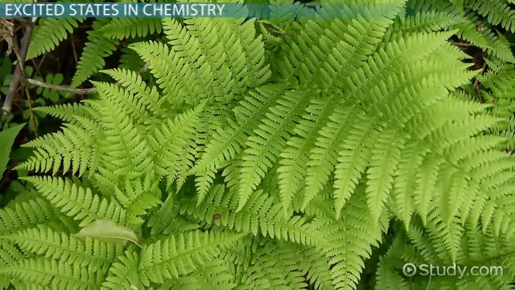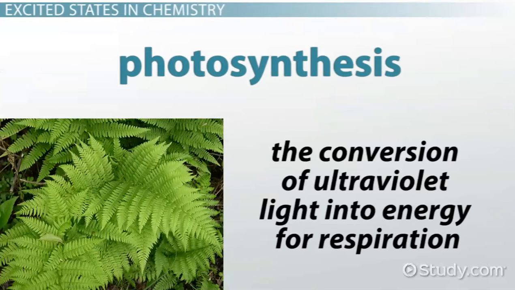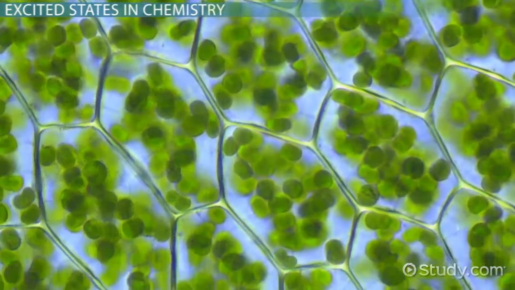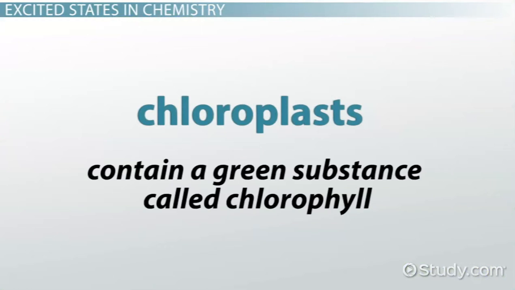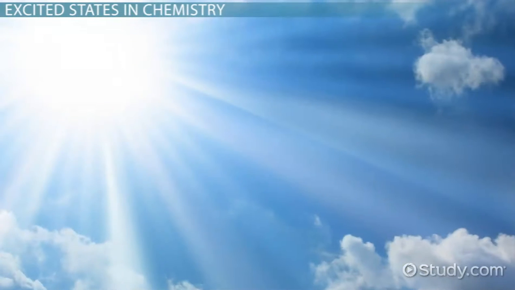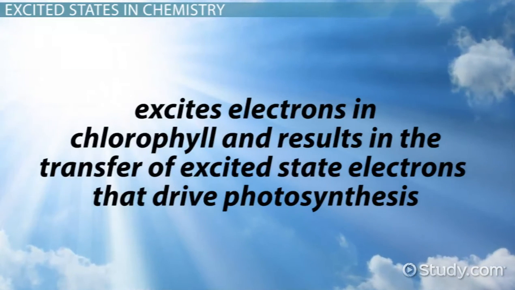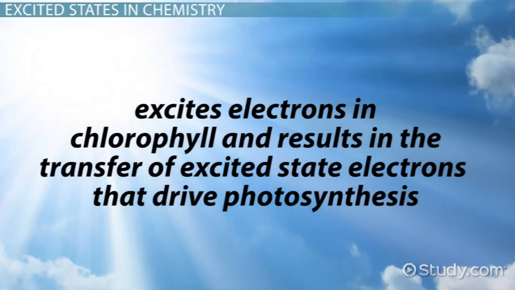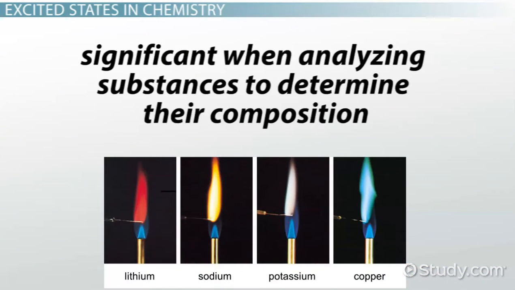For example, one vital reaction for plants is photosynthesis, the conversion of ultraviolet light into energy for respiration. Within the plant, special bodies known as chloroplasts contain a green substance called chlorophyll. Ultraviolet light from the sun excites electrons in chlorophyll and results in the transfer of excited state electrons that drive photosynthesis.